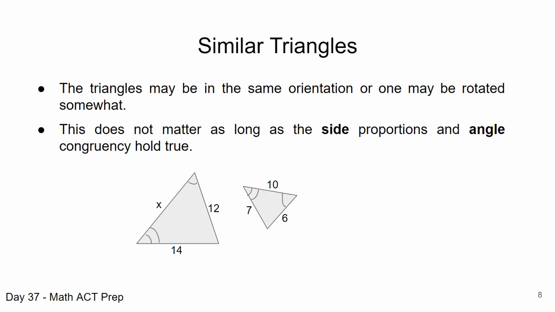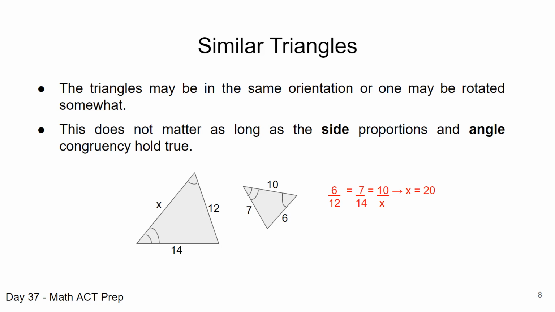imagine rotating this triangle to the right in a counterclockwise direction to line up the angles that are congruent, the ones that are marked by double angles, line those up, and the one with the one angle tick mark. That would give us a relationship here where the side length of 6 lines up with the side length of 12, the side length of 7 matches up with 14, and the 10 would line up with side length x.